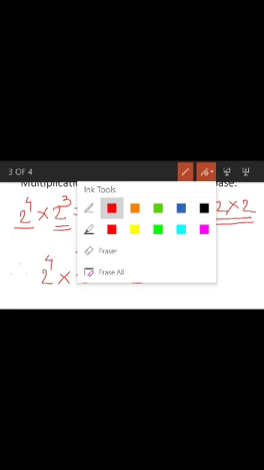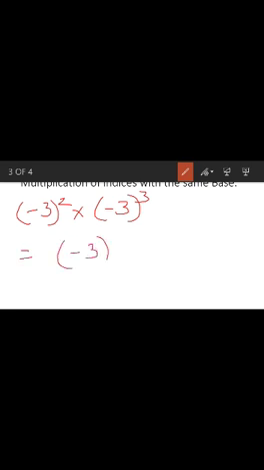Okay, we'll take another example also. Suppose minus 3 raised to 2 multiplied by minus 3 raised to 3. Now students, it is very easy. What do we need to do? Minus 3, what I told you, add the indices. If the bases are the same, we need to add the indices, that is minus 3 raised to 5. Understood?